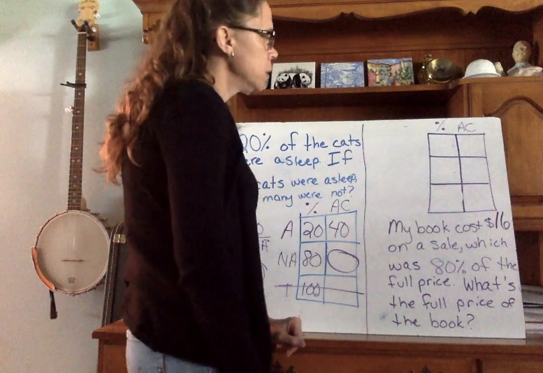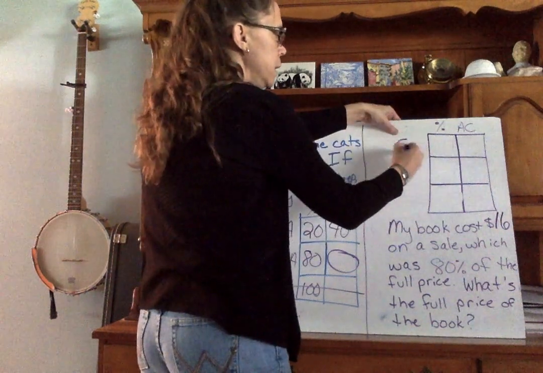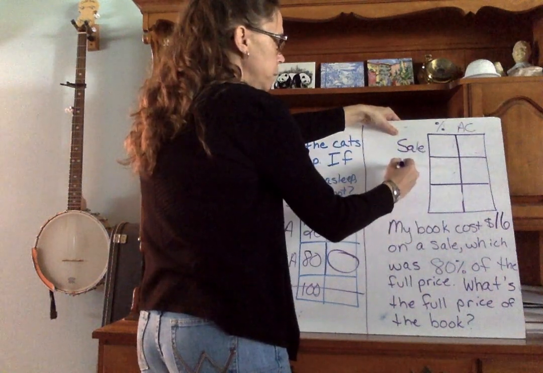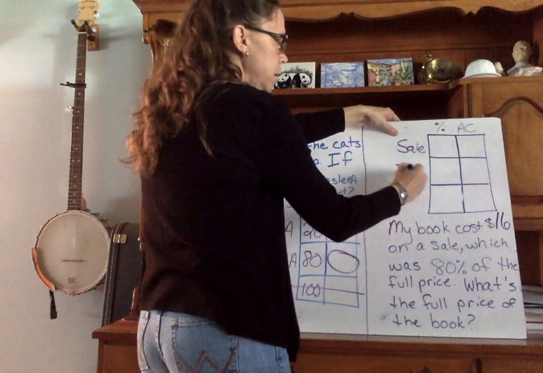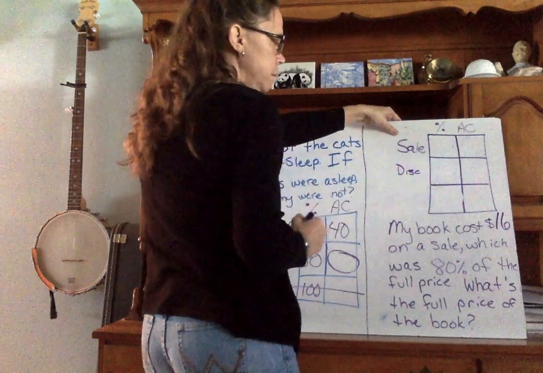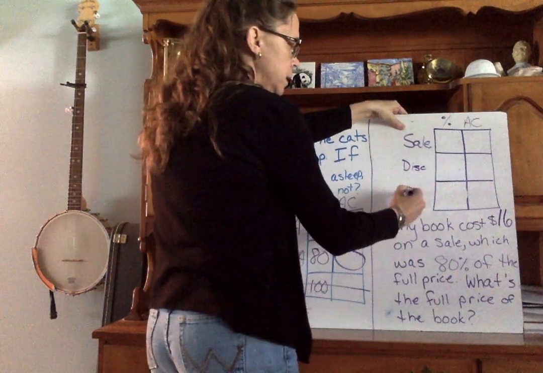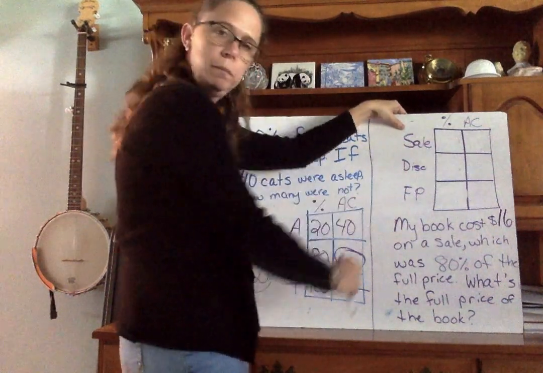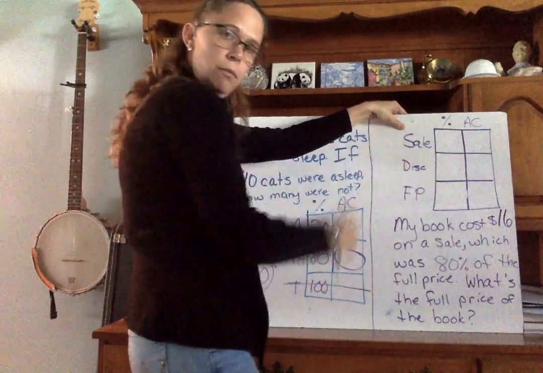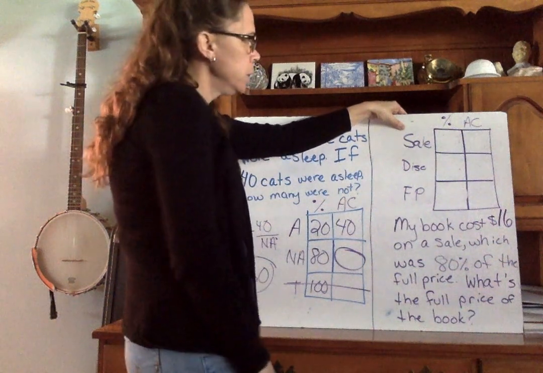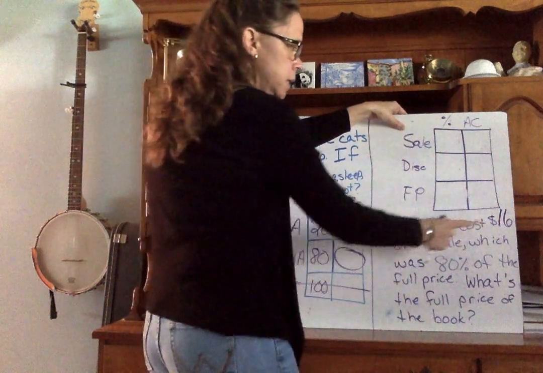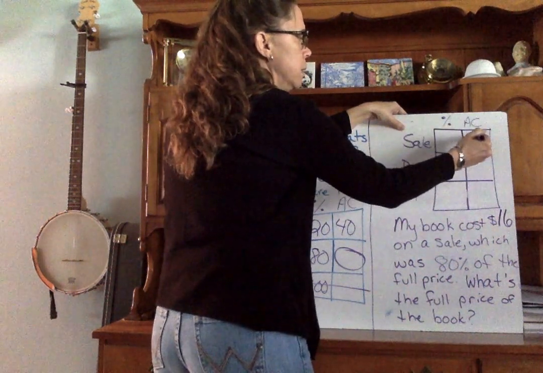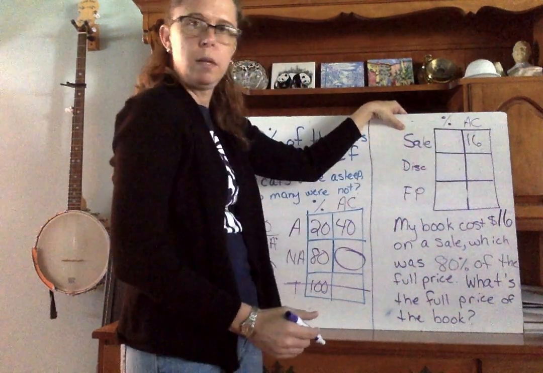So I decided to make my categories the sale price, the sale, and then the discount, or what you saved. And then full price is down here for the total. You could have called this total. You could have called this how much you save. So it says that the $16 is what I paid on the sale price. So under actual, I'm going to put the $16 here.